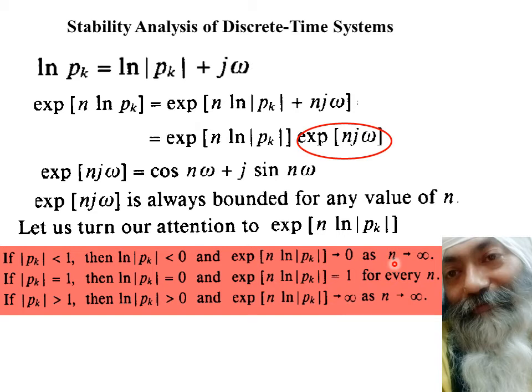So we see that as the values of n are increasing in the sequence n equal to 0, 1, 2, 3, 4, 5, 6, and so on and so forth, with every increment in n, the value of the function related to any pole which is less than 1 will tend towards 0. It is going to be bounded. So the system is absolutely stable provided the roots have magnitude less than 1.